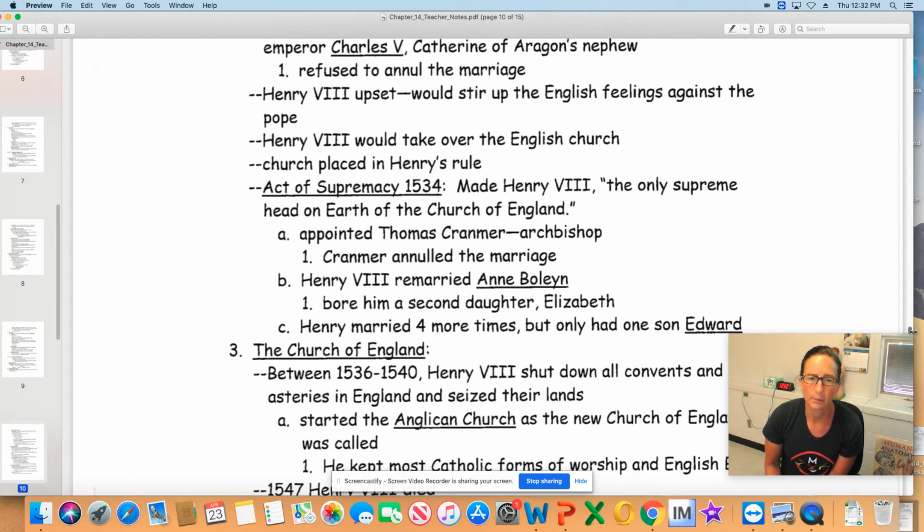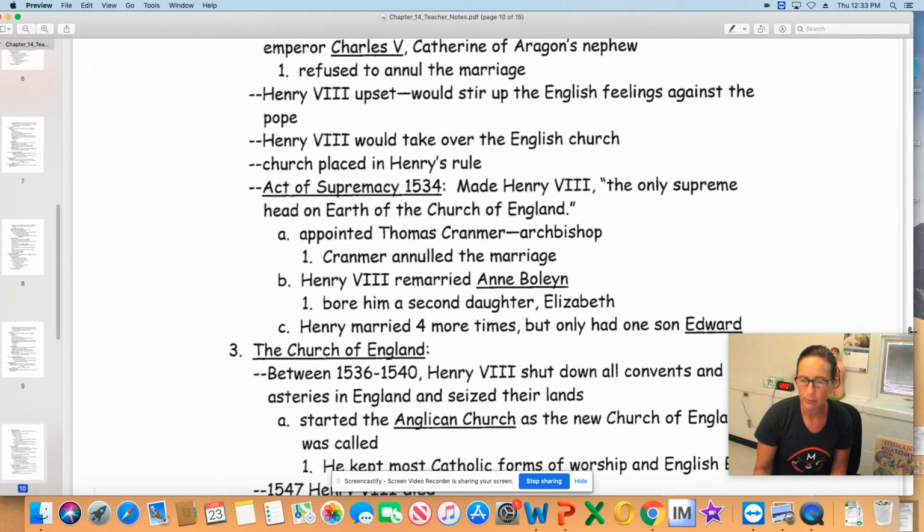He's going to appoint Thomas Cranmer as Archbishop, and he will then ask Cranmer to annul the marriage. Now, before the Act of Supremacy, Sir Thomas More would not sign the papers. We'll talk about him later, but he would not sign the papers to have the Act of Supremacy go through. So eventually Sir Thomas More is beheaded, and the Act of Supremacy will go through. He'll become head of the church, and Cranmer will annul the marriage.